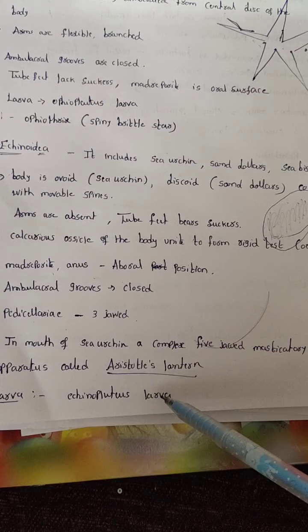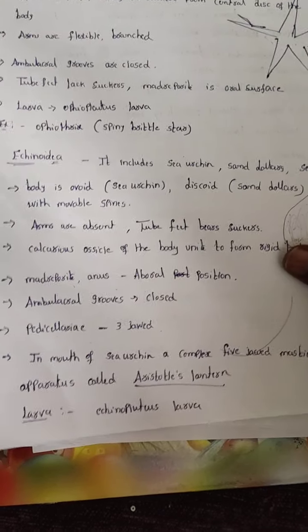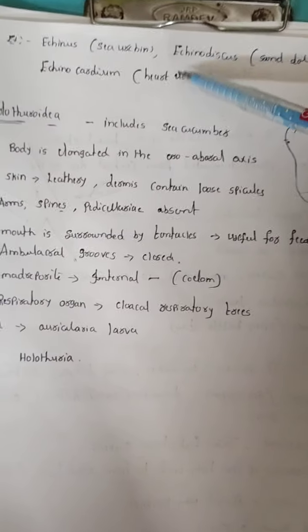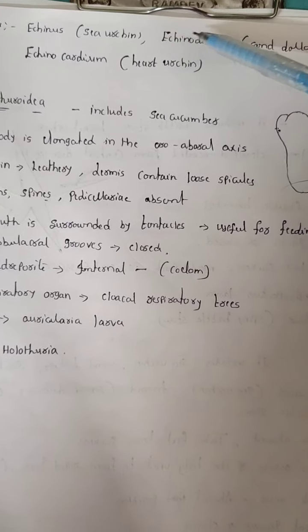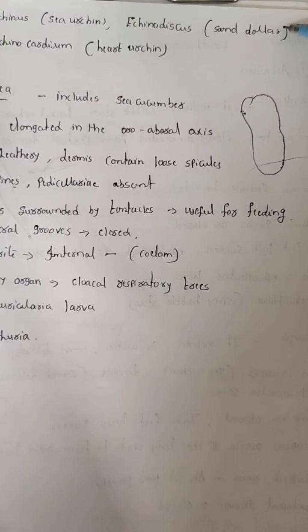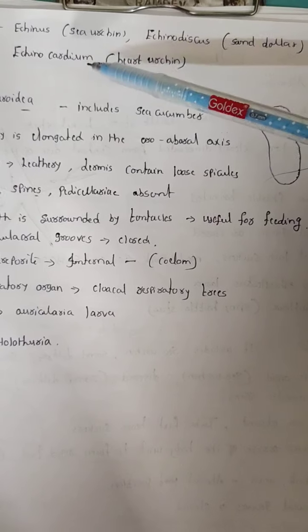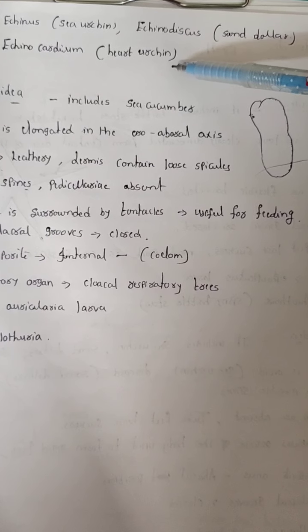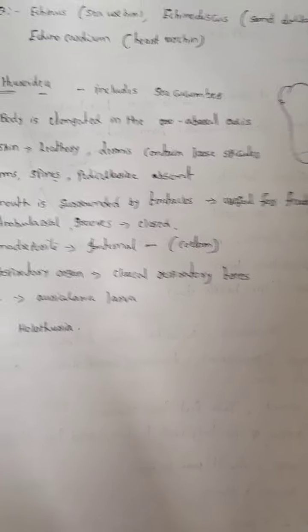What type of larva is it? Echinopluteus larva. Now the best example is Echinus. Echinus is commonly called a sea urchin, Echinodiscus is commonly called a sand dollar, and Echinocardium is commonly called a heart urchin.